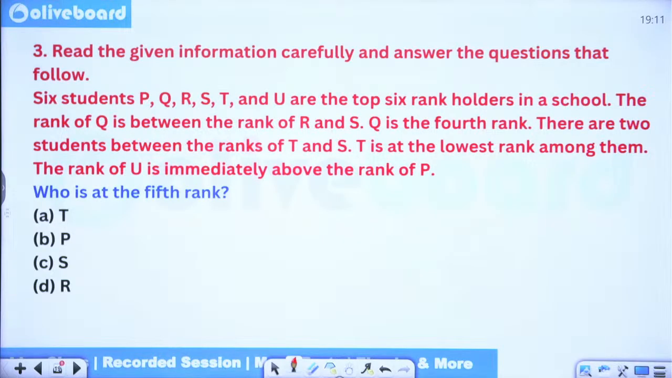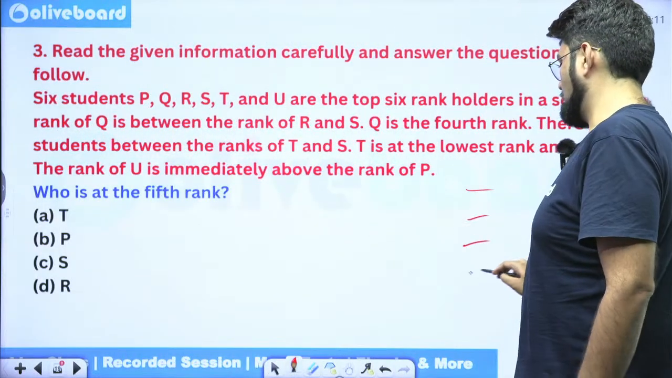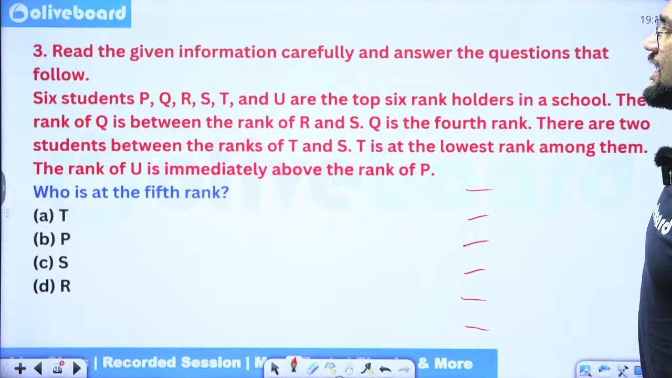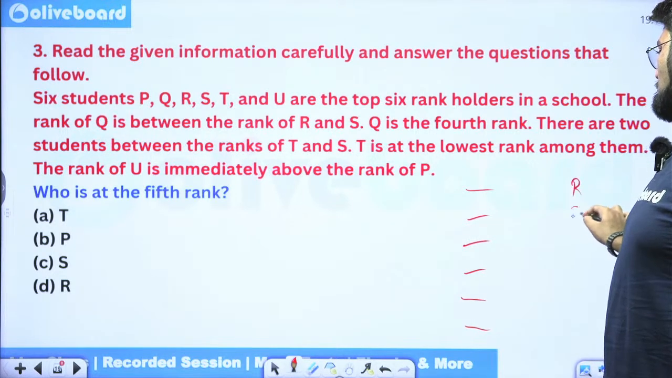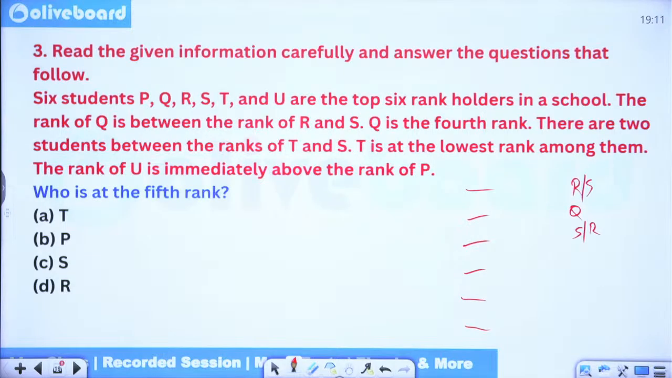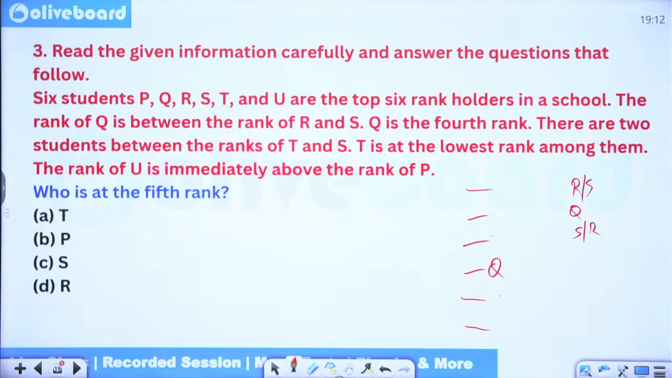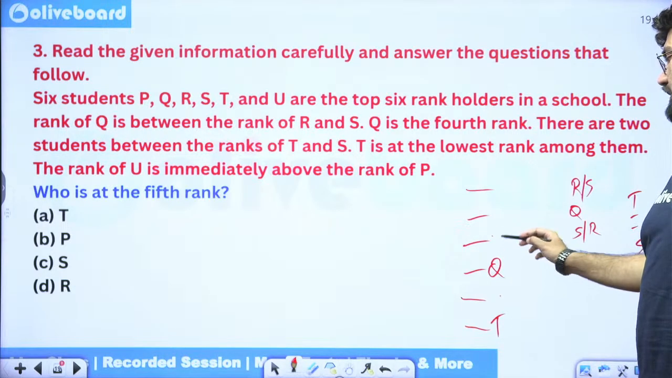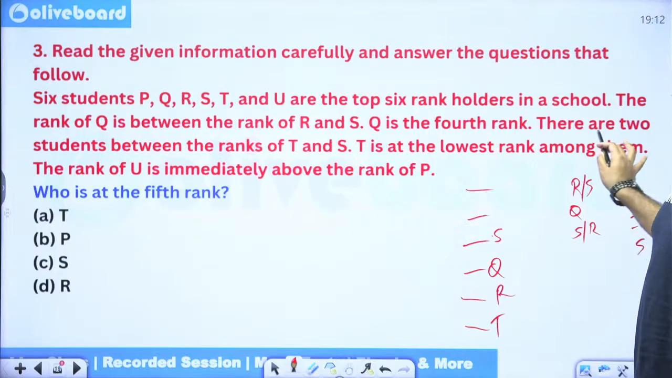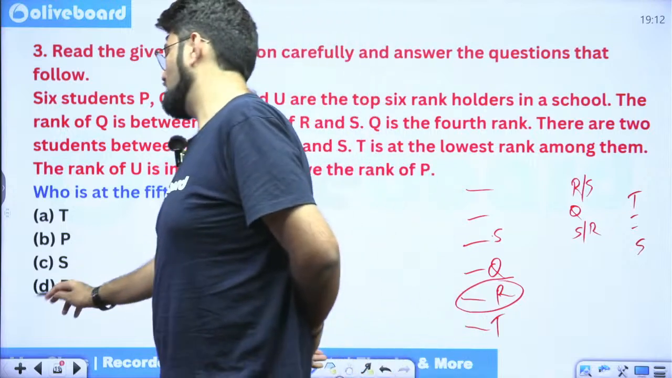6 students are top 6 rank holders in a school. Rank of Q is between R and S. Their order can change. There are 2 cases we have drawn here. Q is 4th rank. R and S are here. 2 people between T and S. Now they're telling us T is at the lowest rank. Great, so they have solved all our problems. S is here, R is here. What is the question? Who is the 5th rank? 1, 2, 3, 4, 5. Rank is R. We are done with the question.